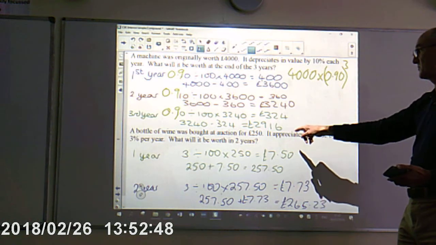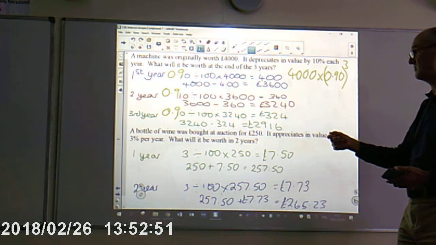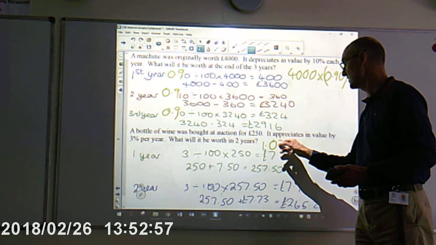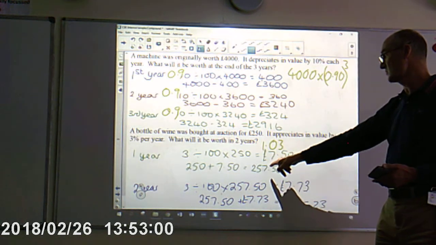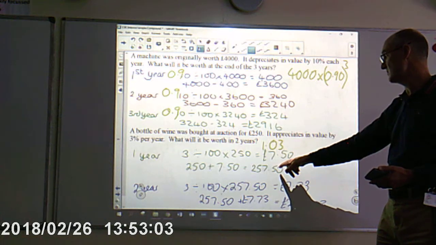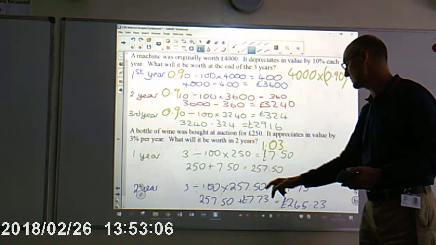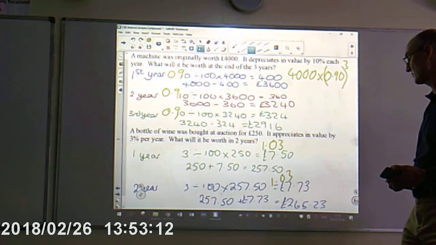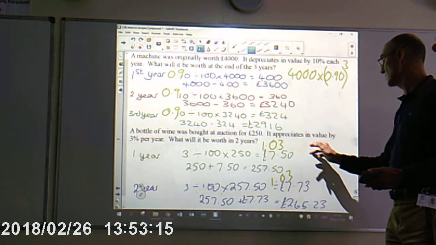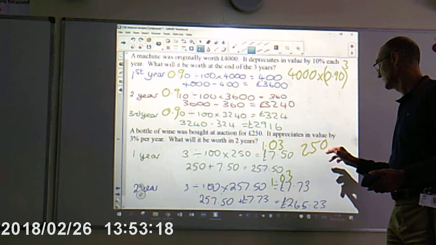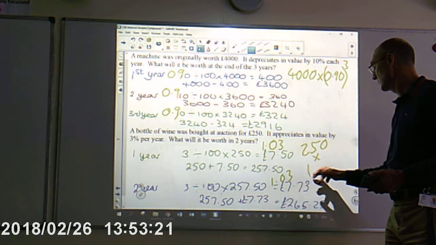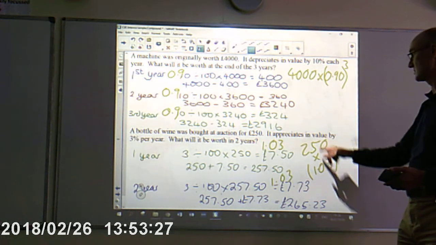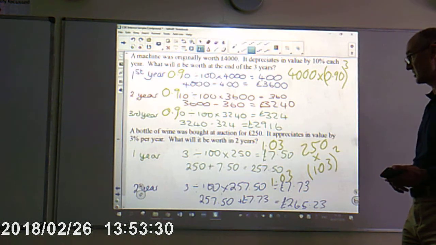Similarly, a bottle of wine is bought for £250, it goes up in value 3% each year, so your multiplier for each year is going to be 1.03. So after the first year, it's gone up to £257.50 in value. Take that £257.50, we multiply it by 1.03 again. It goes up to 265.23. We get the same result if we said 250 multiplied by 1.03 squared for my 2 years. That will give us the same result.